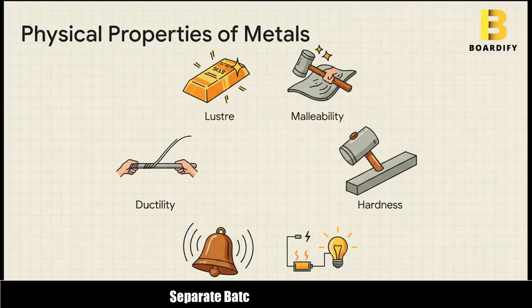First off, they're shiny, right? That's called luster. They're also malleable. That's just a fancy word for being able to beat them into thin sheets, like gold foil. Then there's ductility, the reason we can pull copper into super thin wires. On top of that, they're usually hard, they're sonorous, that's the ding sound a bell makes, and they're amazing conductors of both heat and electricity.